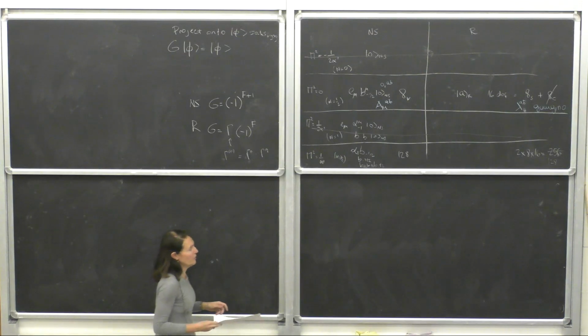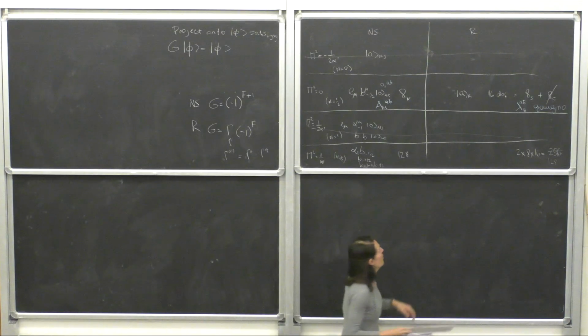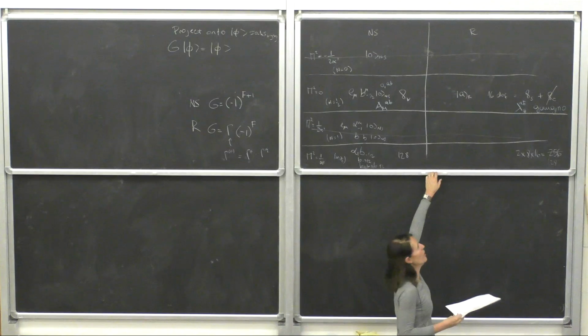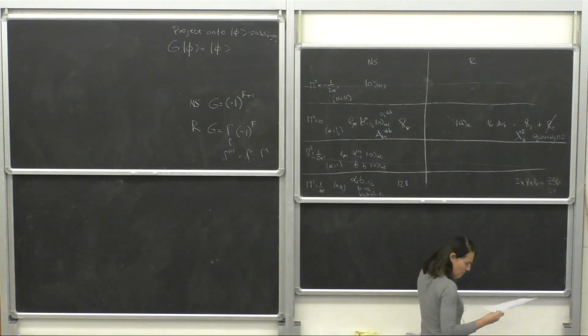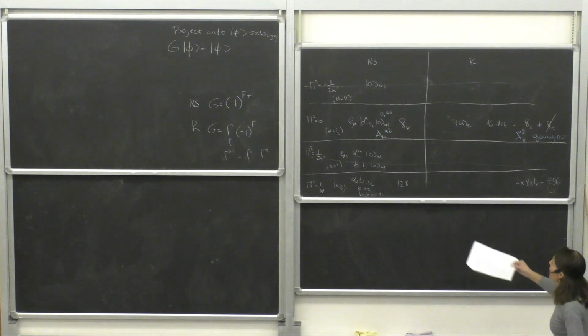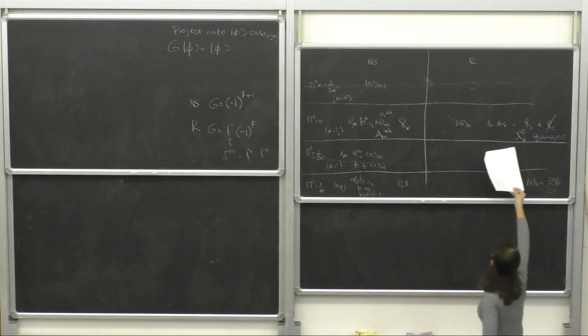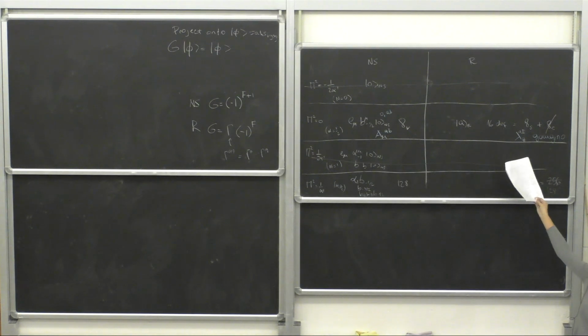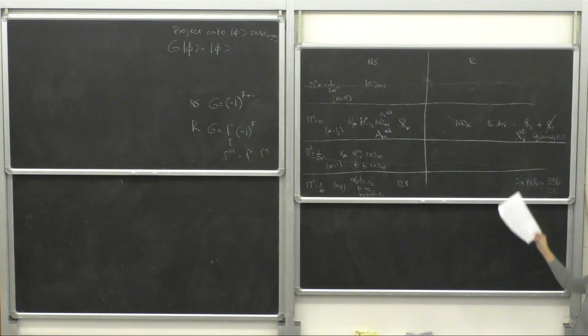So one thing I forgot. I put the Chan-Paton degrees of freedom in the gauge field, and I forgot to put them in the gaugino, but the gaugino also has Chan-Paton degrees of freedom, right? It's a superpartner.